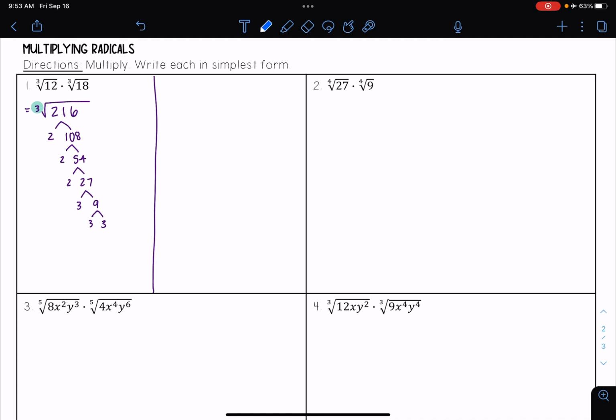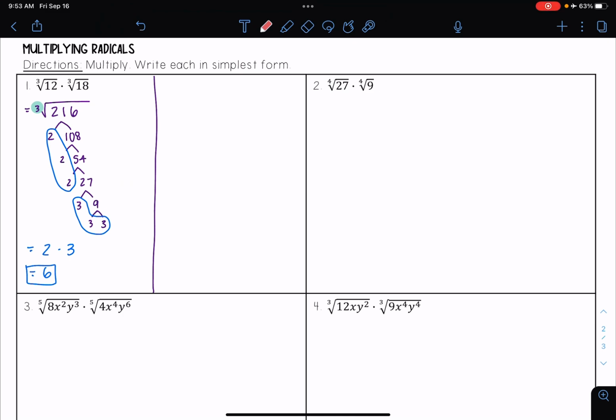I'm looking for triples that can come out because my index here is 3. And so I see that I have three 2s and three 3s, and there's nothing left over. And so this would become 2 times 3, which gets me 6.